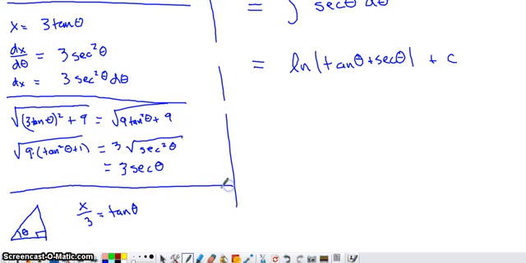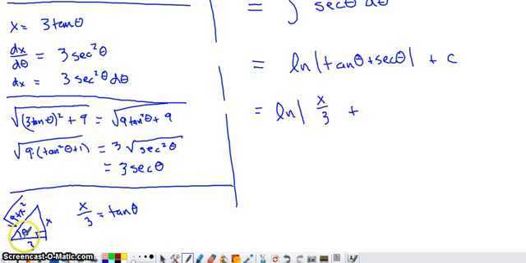you know that tangent is opposite over adjacent. So opposite of the angle theta, we would have x, right, opposite over adjacent. Adjacent to the angle theta, we'd have 3, and then if you use Pythagorean theorem to solve for the hypotenuse, you're going to get the square root of 9 plus x squared, which was the original root that we started with. So now our result is going to be the natural log of the absolute value, not of tangent of theta. We want to replace tangent of theta with what tangent of theta equals. Well, that's pretty easy. Tangent of theta is x over 3.